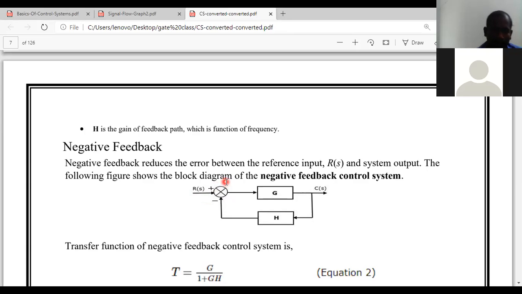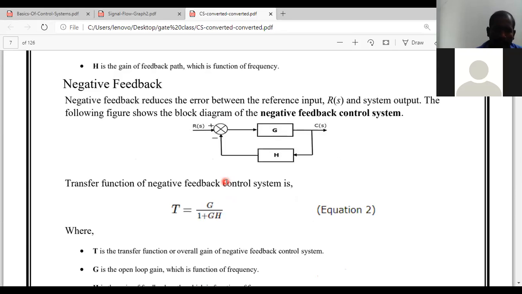Next, here you can ask the transfer function T is equal to G divided by 1 plus G into H. Positive feedback means plus will come, negative feedback means positive will come. We should not forget this very important formula. This is for the entire unit, and this formula will be used. Is it clear?